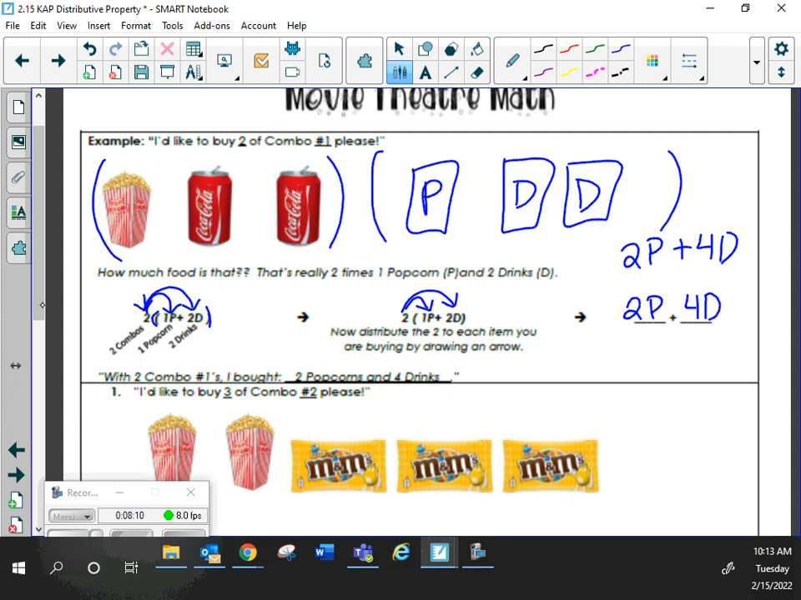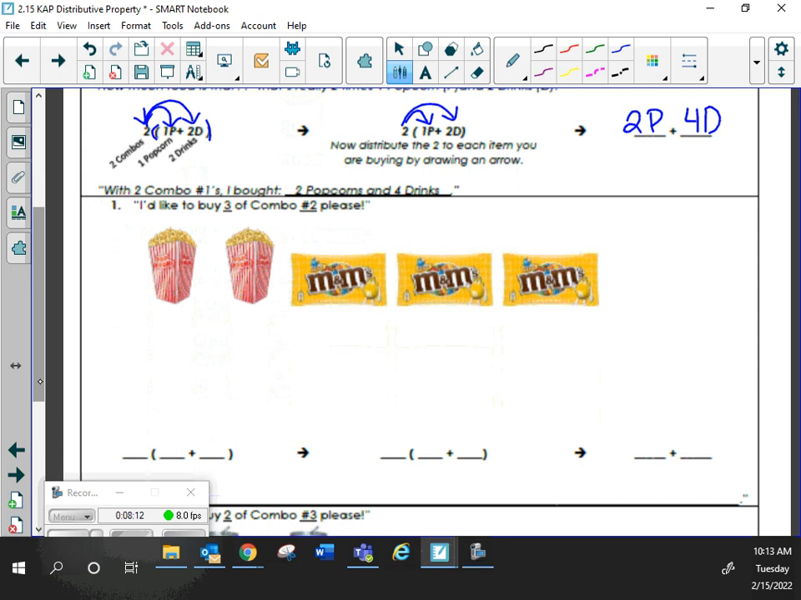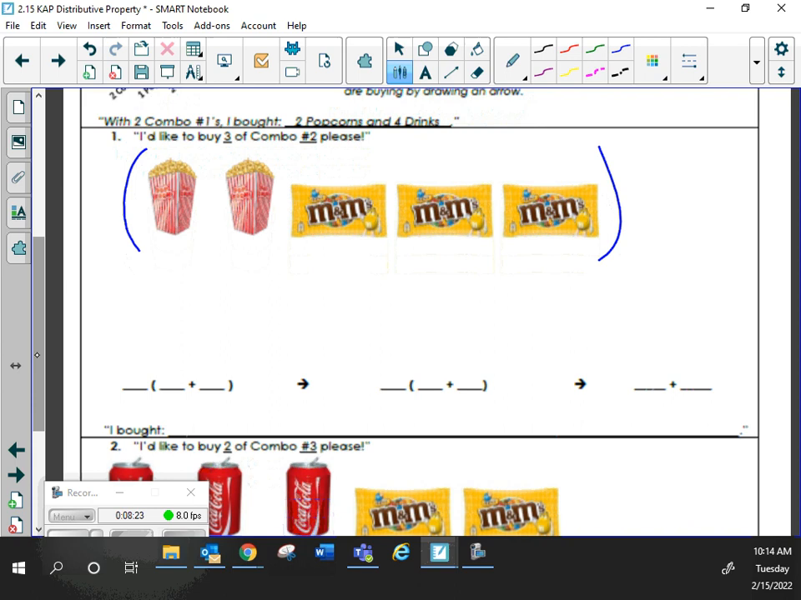Okay? Let's do one more, and then I'll let you do the last one together, or on your own. I'd like to buy 3 number 2s. Well, I don't even know what's in a number 2. That's a number 2. What do y'all see? I have 2 popcorn and 3 M&Ms. Okay? I'd like to buy 3 combos of 2 popcorn and 3 M&Ms. Okay? I'm going to draw out my model.